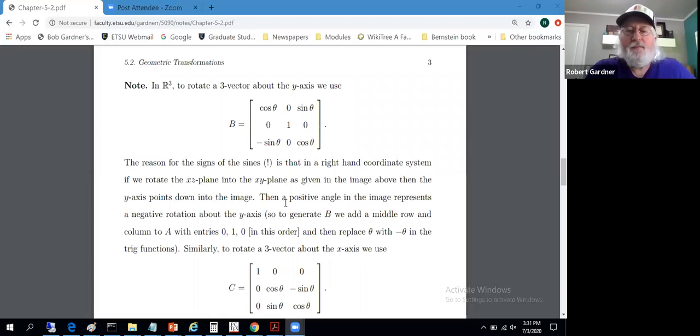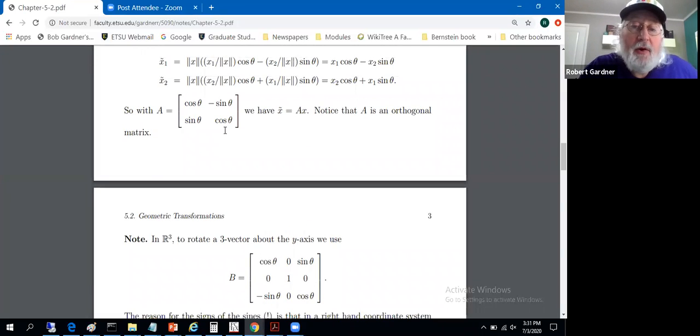So let's try this again. A positive angle in the image after the rotation has been done represents a negative rotation about the y-axis. That's because when we interpret it in terms of those rotations, the y-axis points down, not up. So I can't use exactly what we had here. I've got to replace theta with negative theta, because the y-axis is pointing down, not up.